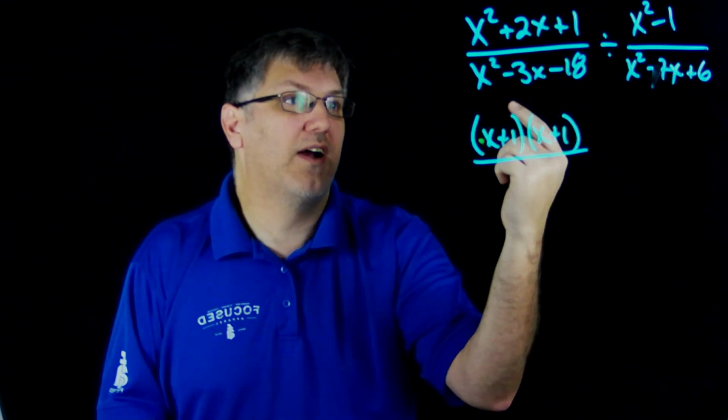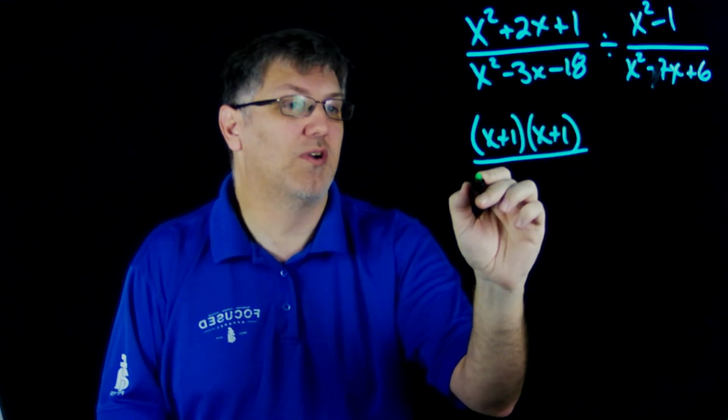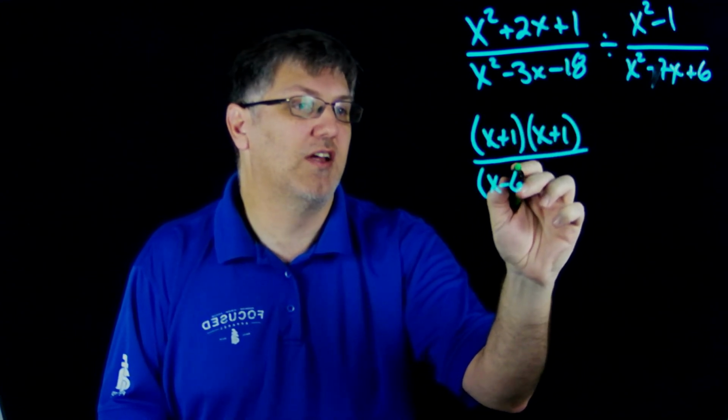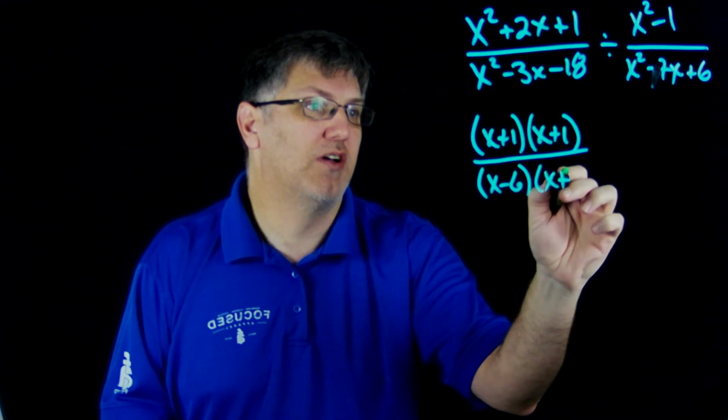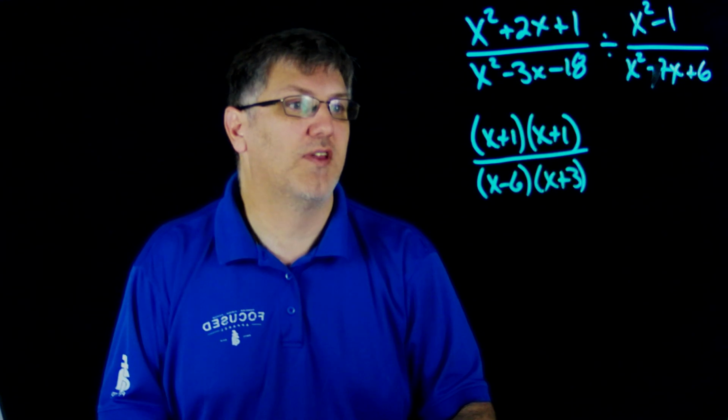Then the bottom is going to factor, let's see, factors of 18, that's going to be 3 and 6 will give me 3. So I'm going to do x minus 6, x plus 3. That gives me a negative 18 and negative 3, so I'm factored there.